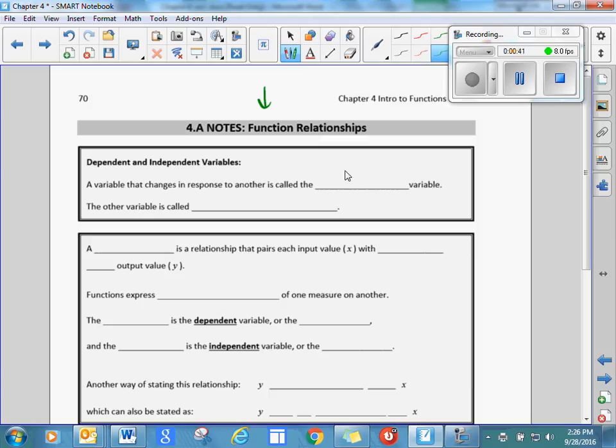So in just talking about what a function is and what relationships are, one number to the next, we identify dependent and independent variables. Really, algebra is pretty much totally about the relationship between sets of numbers. So a variable that changes in response to another variable is the one that's dependent. He is the dependent variable. What happens to him is not under his control. It's under the control of the variable that is independent.